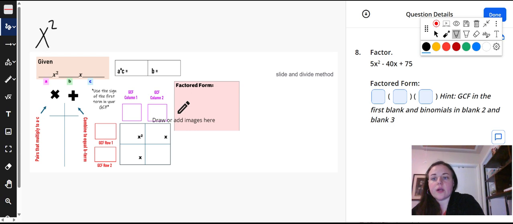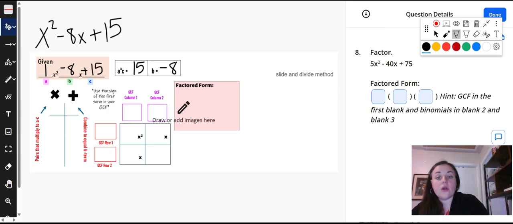We had x squared minus 8x plus 15. So a is 1, b is negative 8, and c is 15. It's asking for a times c here. So 1 times 15 is 15, and b is negative 8. Those numbers also go in the chart. We need 2 numbers that multiply to 15 and add to negative 8.